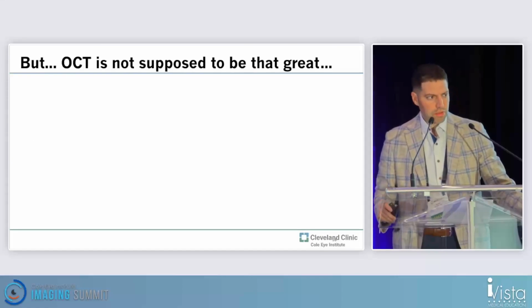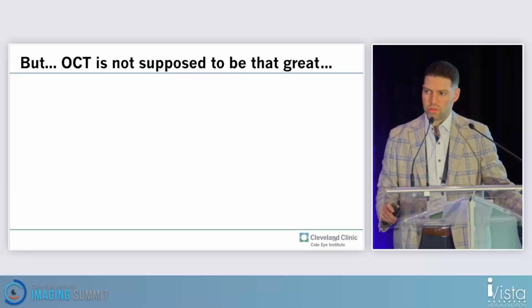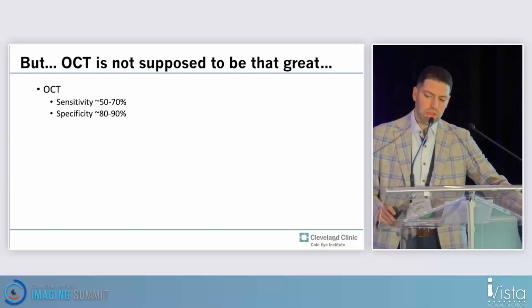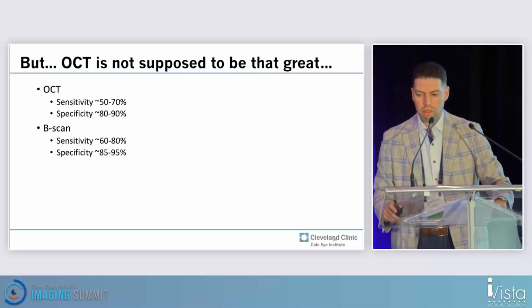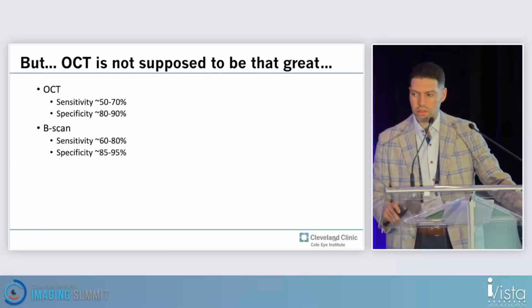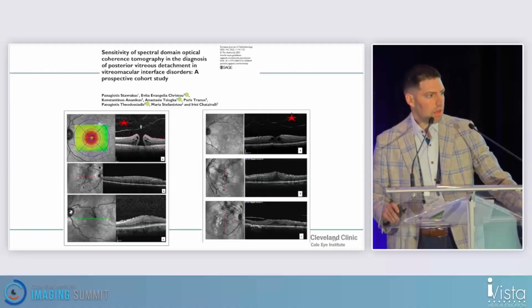OCT, however, is not supposed to be that great if you read the literature. B-scan is apparently considered one of the gold standards for assessing for a PVD. If you look in the literature, the sensitivity of OCT is 50 to 70%, specificity is 80 to 90%. B-scan is published to have a little higher sensitivity and specificity in the literature. However, what are the studies that are determining these numbers?